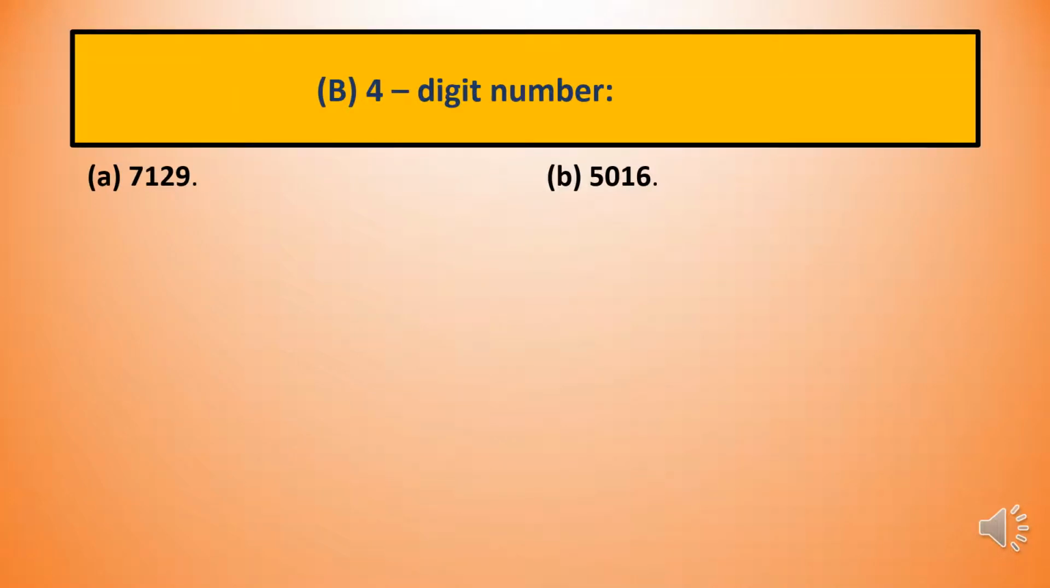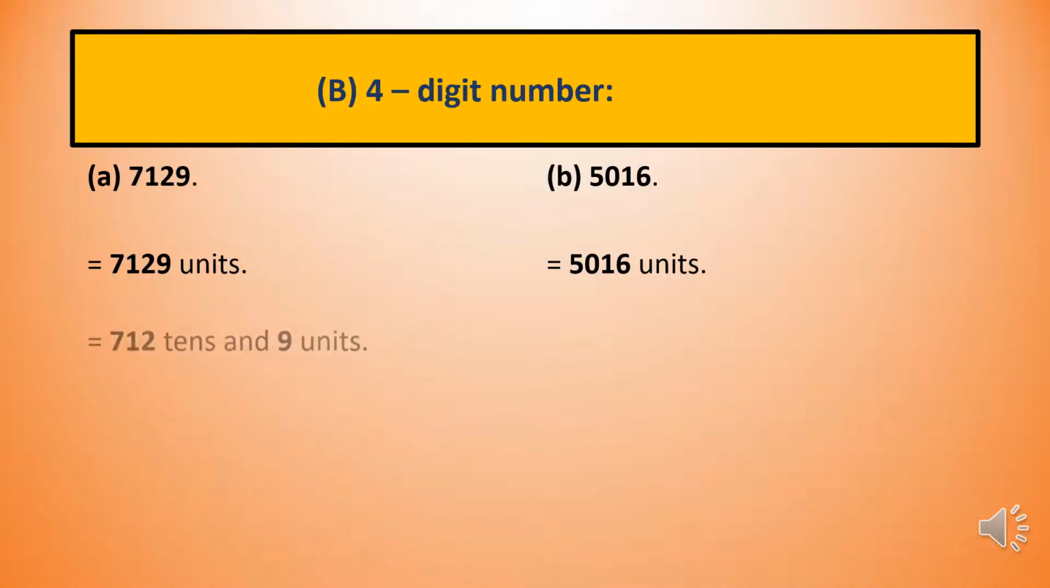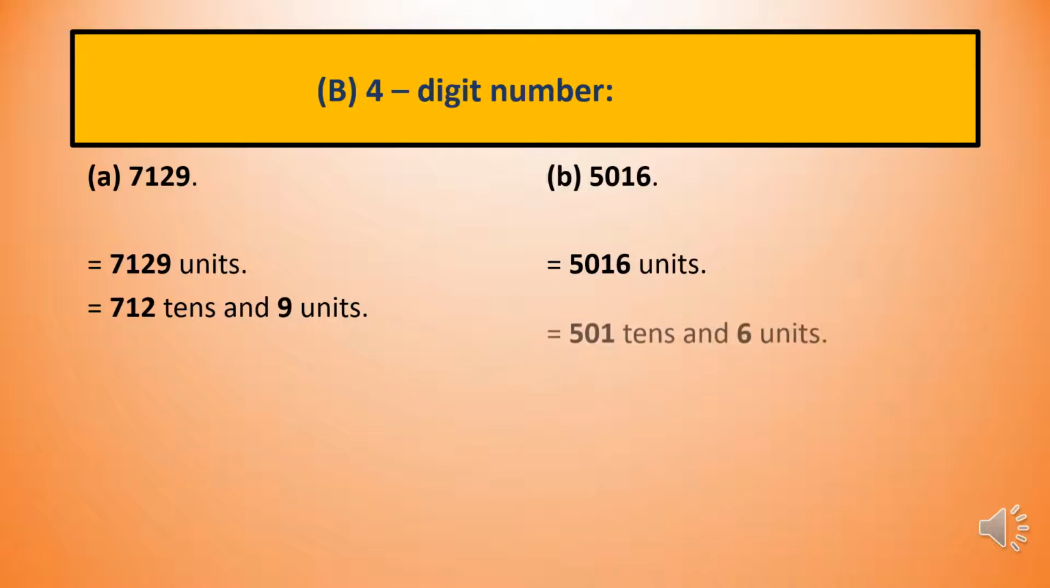So the next step becomes 7129 units. Similarly, on the other side, it will be 5016 units. The second step, we have to separate the tens place. So it becomes 712 tens and 9 units. On the other side, it becomes 501 tens and 6 units. So the tens and units place are separated.